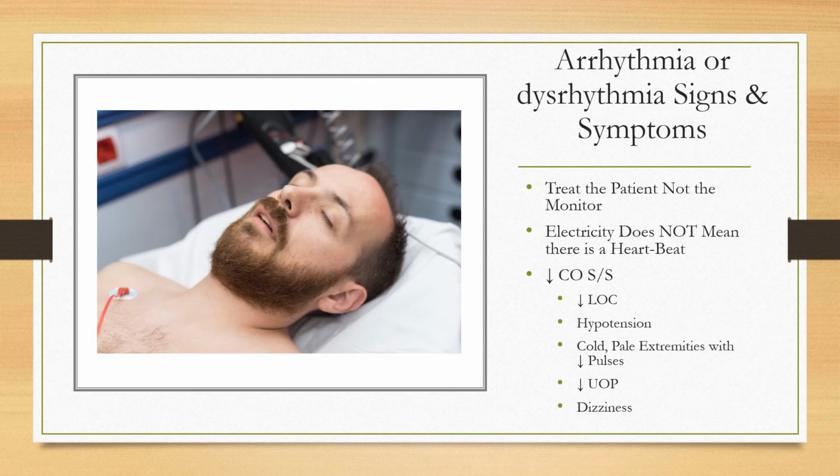Decreased urine output because the blood pressure is low and it's not perfusing the kidneys. That's going to trigger aldosterone to reabsorb fluid, right? Keep all the fluid in the body, and that causes decreased urine output. Dizziness would be the same as decreased level of consciousness. It's because of poor blood flow to the brain due to low blood pressure.